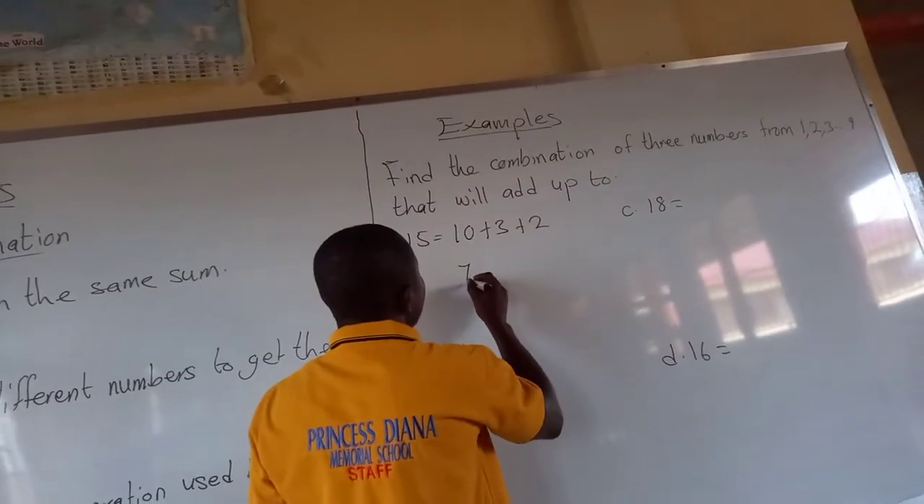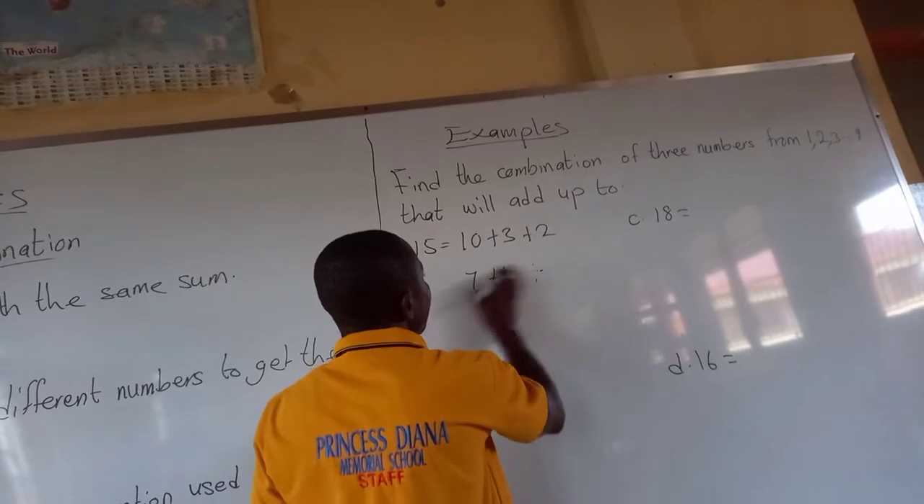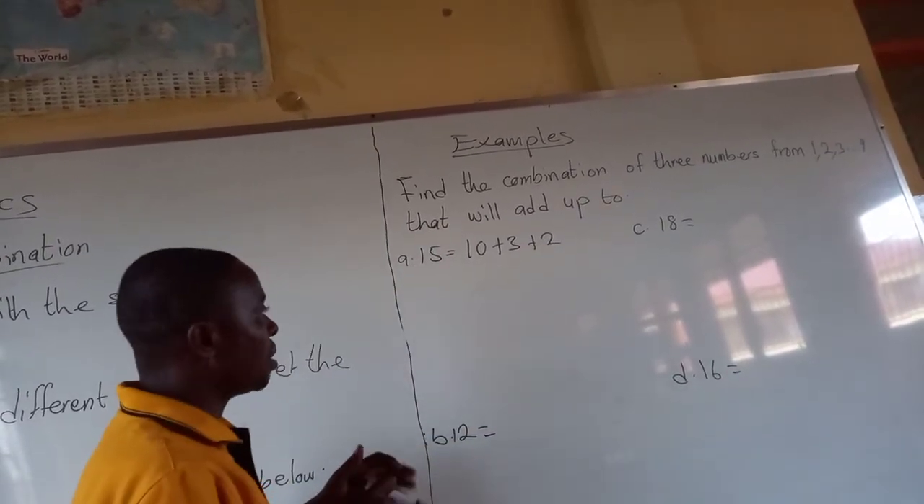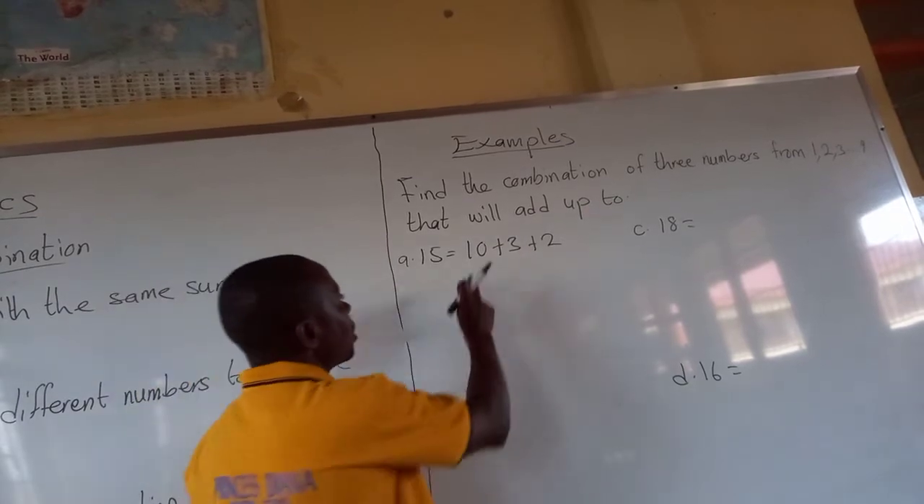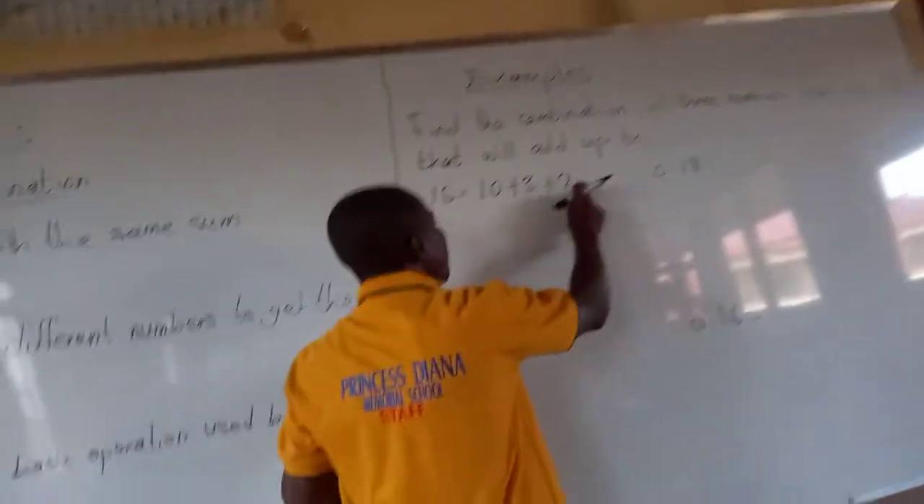Okay, let's say someone says 7 plus 4 plus 4. No, we are repeating the 4 twice. A number should only appear once. So we have 10 plus 3 is 13, plus 2 is 15.